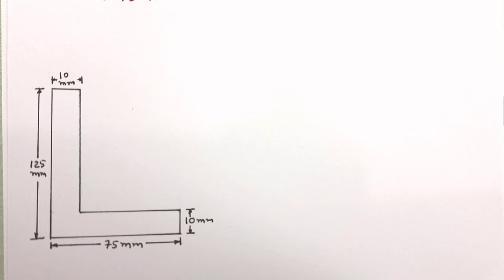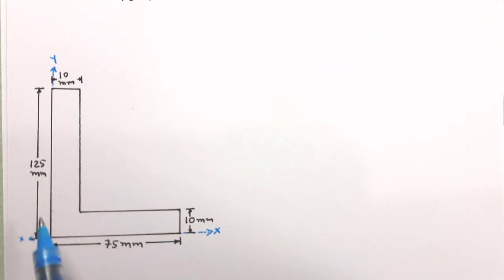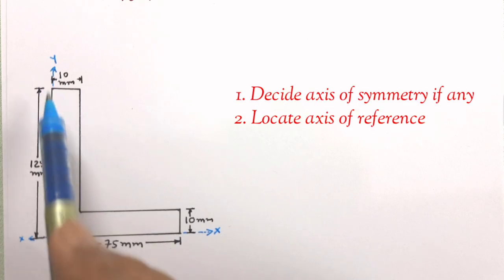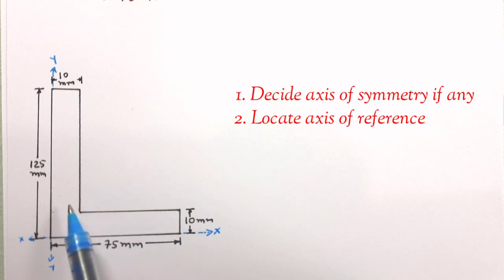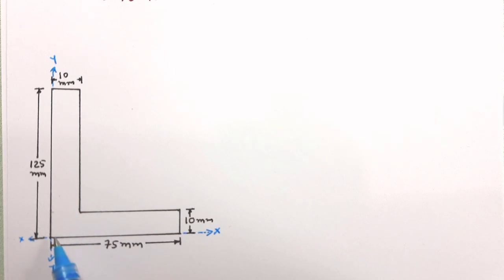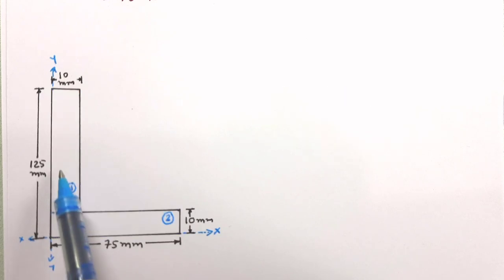Now let us fix the axis of reference. Now these two are the axis of reference. This is XX axis and YY axis. We know that it is so selected that the object remains in first quadrant. Now let us divide the figure in two simple geometrical shape. So the figure is divided like this.